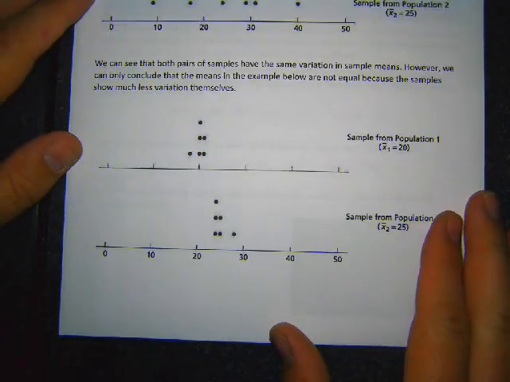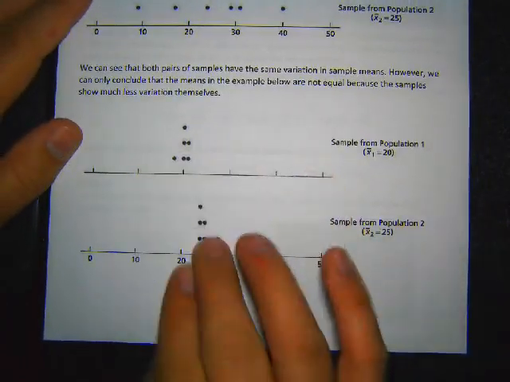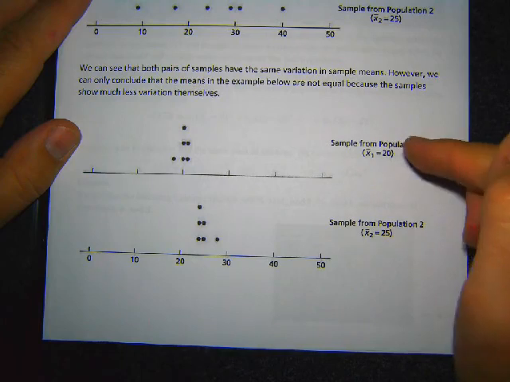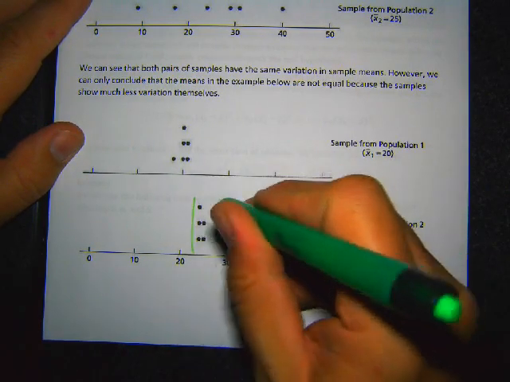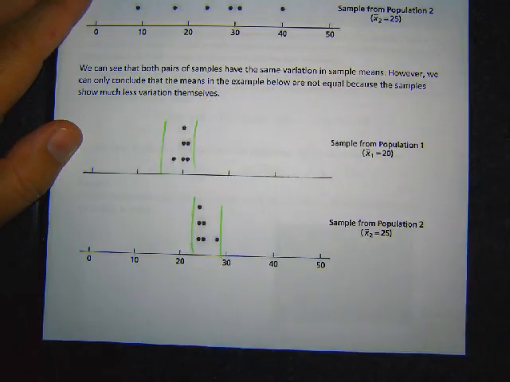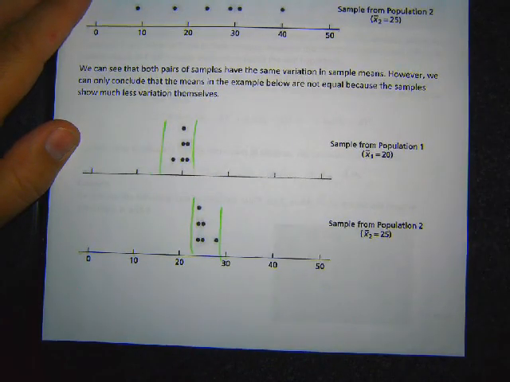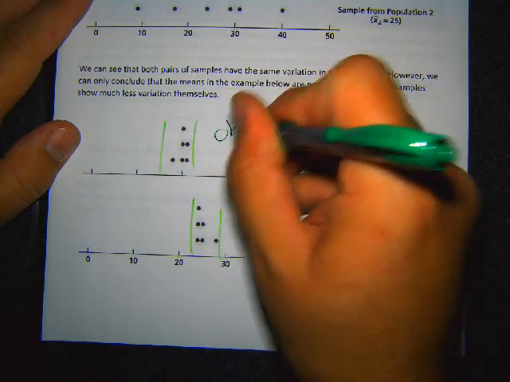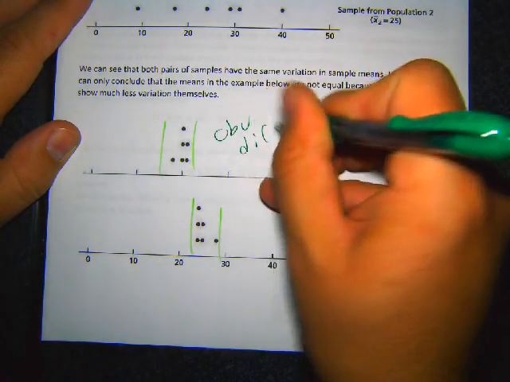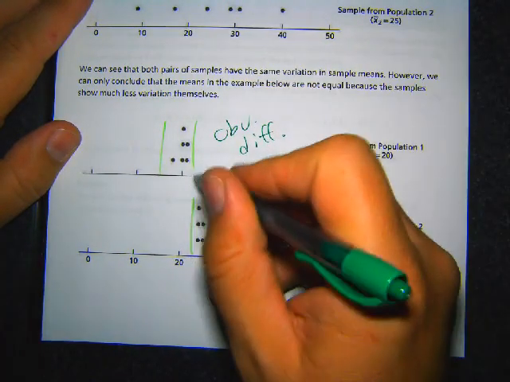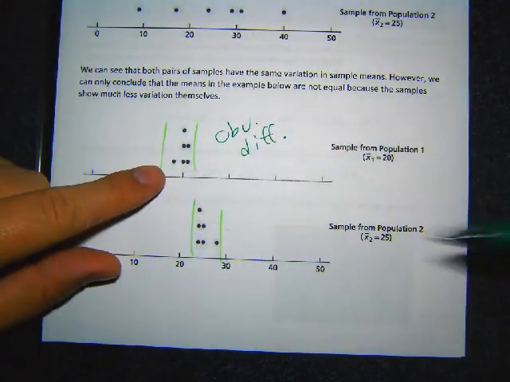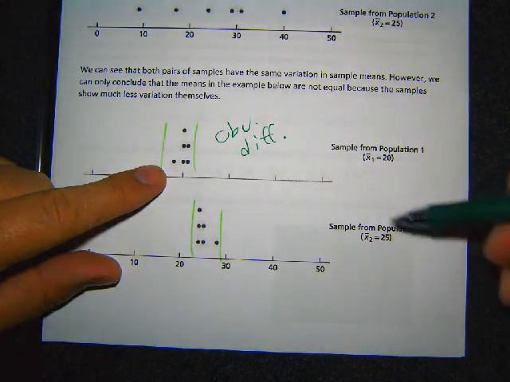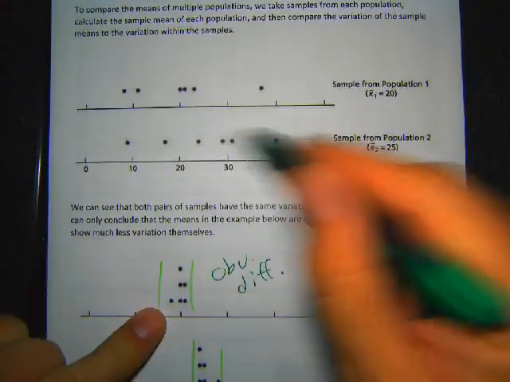Versus the problem down here, you can see they collected sample data from these 2 samples, still a mean of 20 and a mean of 25, but this one you can really clearly see that this set and this set are different. So these are obviously different. Because they are tightly compacted, it's really obvious when they're different. So you can't just look at the sample means, you also have to look at the spread of the data.